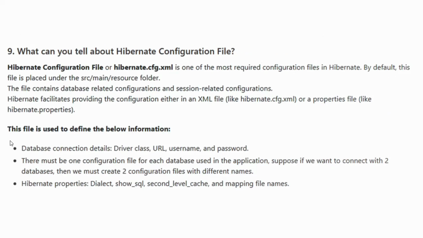Next one, what can you tell about the Hibernate configuration file? You can explain the Hibernate configuration details like this. The Hibernate configuration file, hibernate.cfg.xml, is one of the most required configuration files in Hibernate. By default, this file is placed under the src/main/resources folder. The file contains the database related configurations and session related configurations.